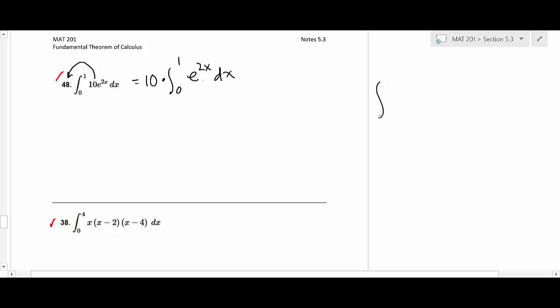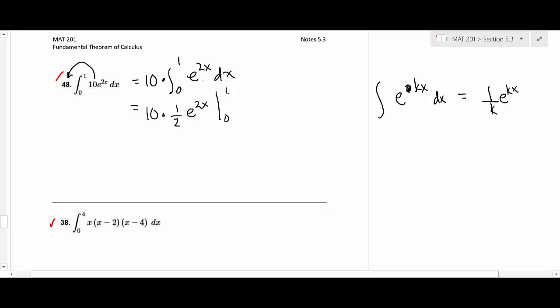The rule for an antiderivative of e to the kx is what? 1 over k e to the kx. You need to know that because that shows up all the time, and in higher calculus, it'll show up constantly. You need to know it immediately. So this antiderivative will then be 1/2 e to the 2x like that. And then what you're going to do is evaluate from 0 to 1.